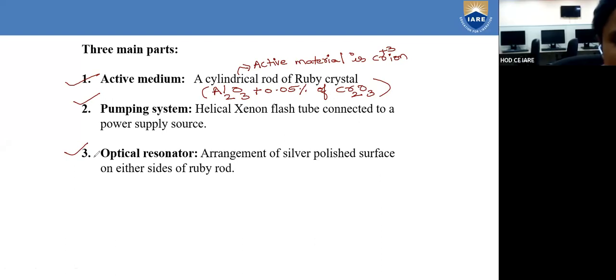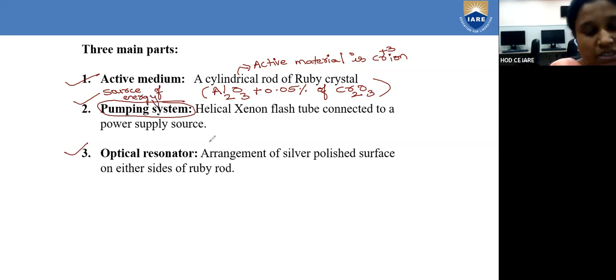And then pumping system. This pumping system is also called energy source, also called source of energy. And third part is optical resonator.